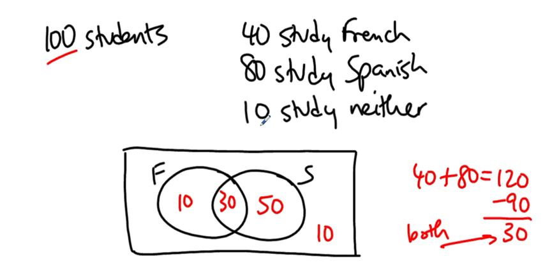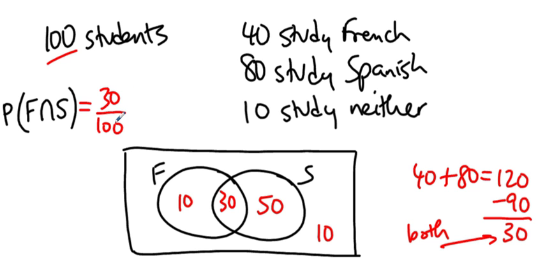So I can ask questions like, what is the probability of studying French and Spanish? Well, the probability of studying French and Spanish appears to be 30 out of 100. And I could ask, what's the probability of studying French or Spanish? The probability of studying French or Spanish appears to be 90 out of 100. Reasonable? Great.